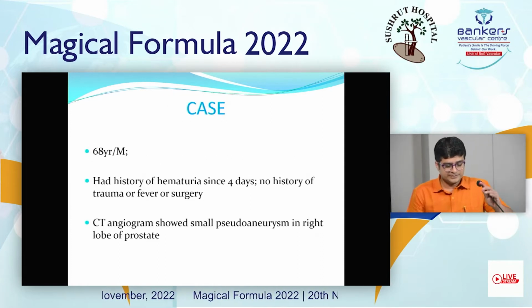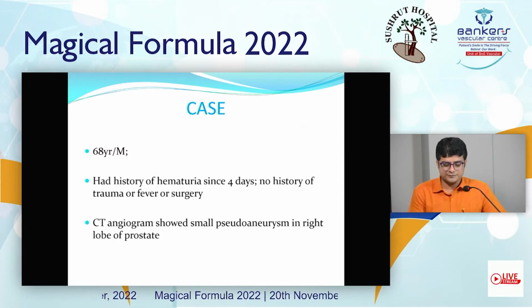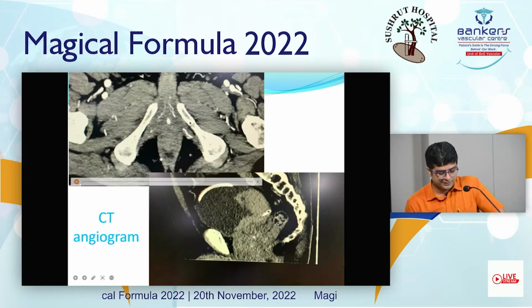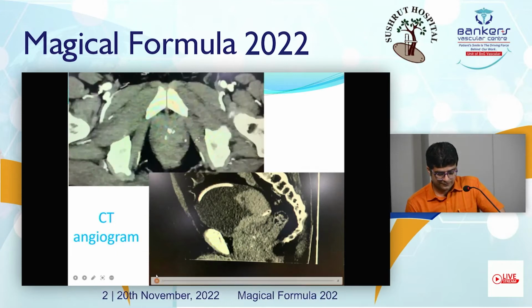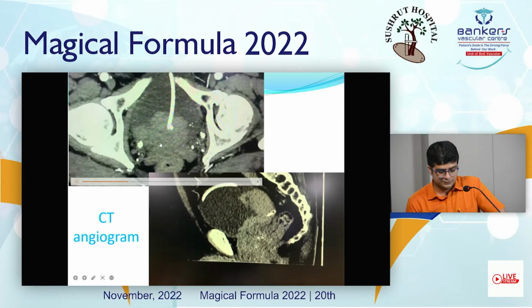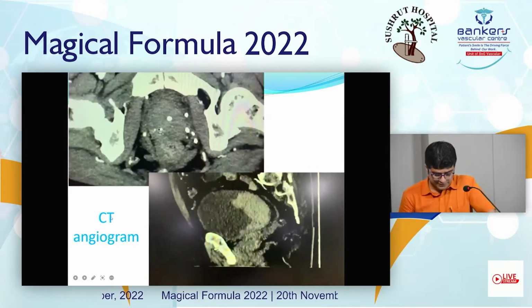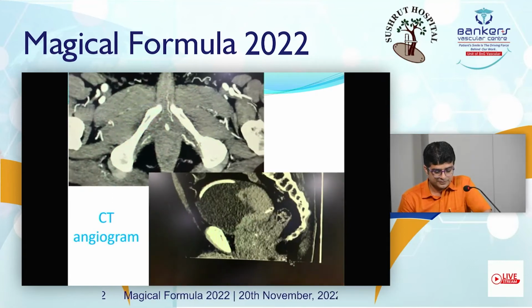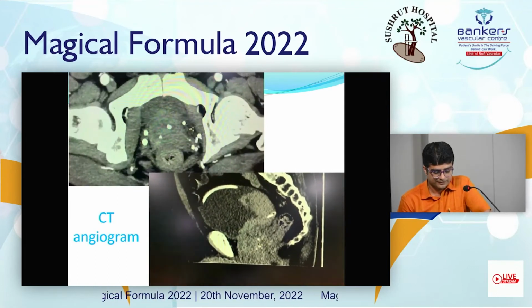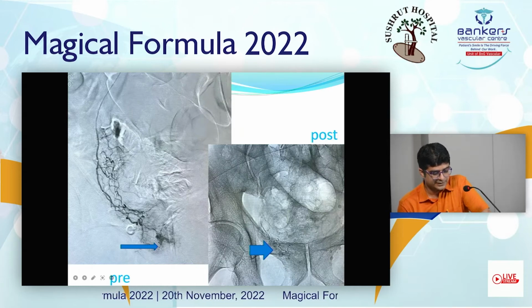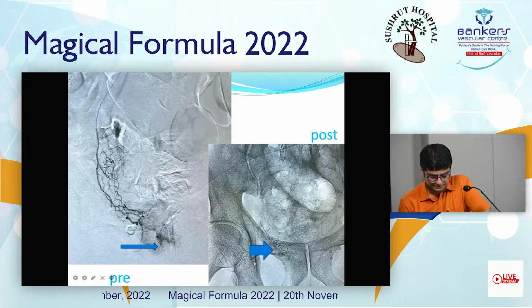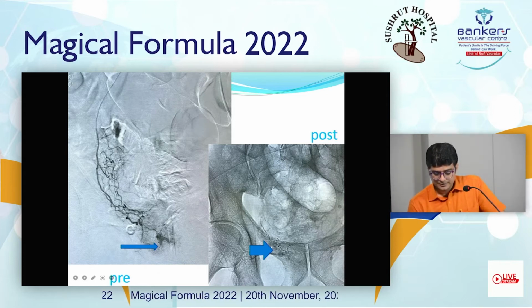I'll show two cases. A 68-year-old male, with history of hematuria since 4 days, no history of trauma, fever or any procedure. CT showed a small aneurysm in the prostatic artery in the prostate parenchyma. So this is the CT picture. It shows a small pseudoaneurysm in the prostate, which was picked up on the angiographic image. So this is the inferior vesical artery and this is the prostatic branch. This is the pseudoaneurysm which we have embolized. These are the embolization material in the prostatic artery.